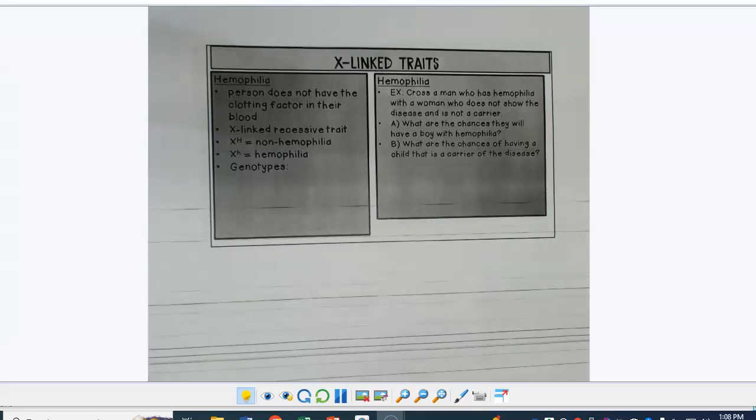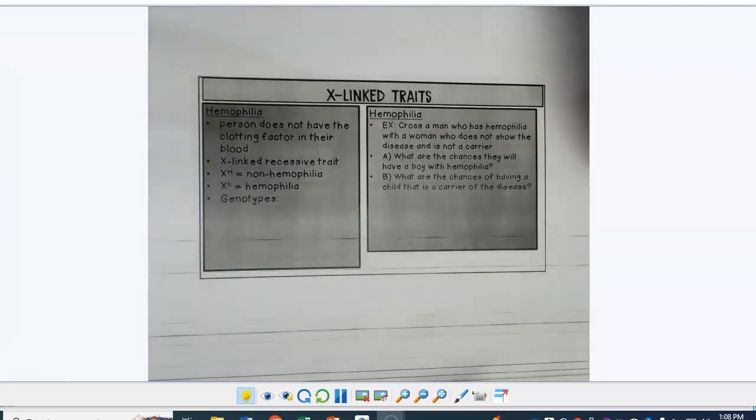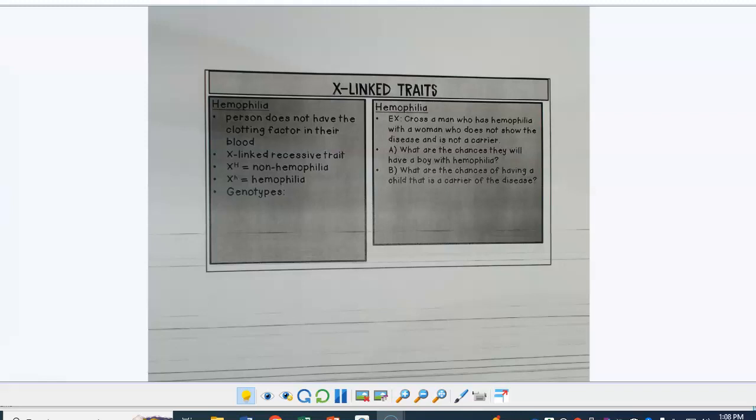Okay, you guys, I want to talk a little bit about sex-linked traits. As you saw in the video before, the study.com video, which you either had to watch on your own by clicking that link, or the sub would have shown it to you. So sex-linked traits are traits or genes that are carried on the sex chromosome.